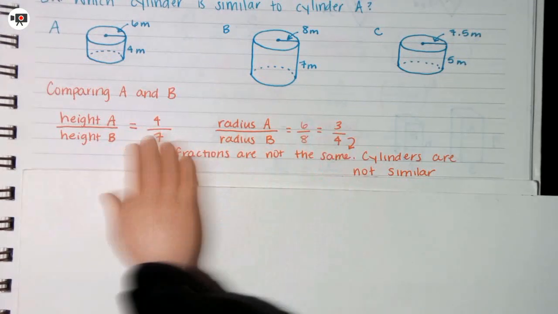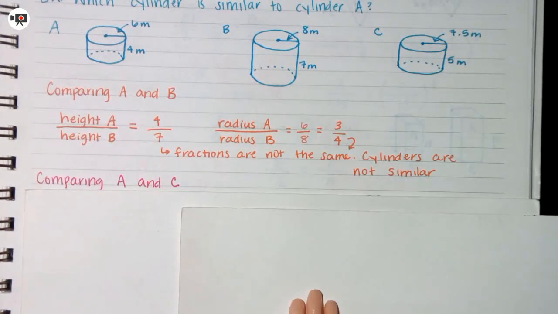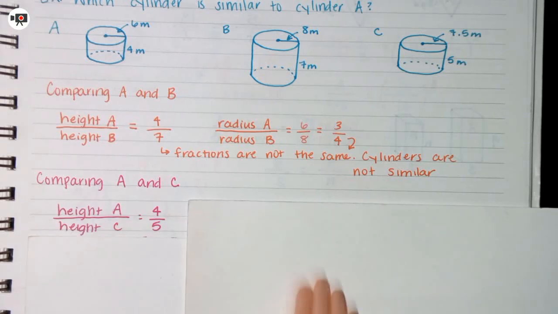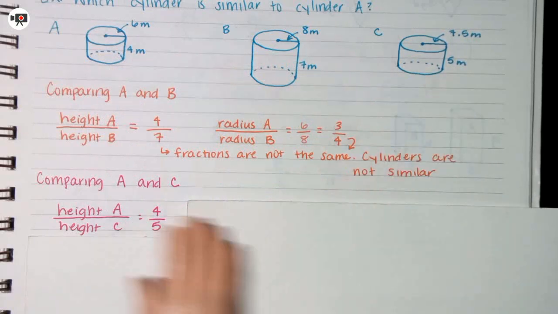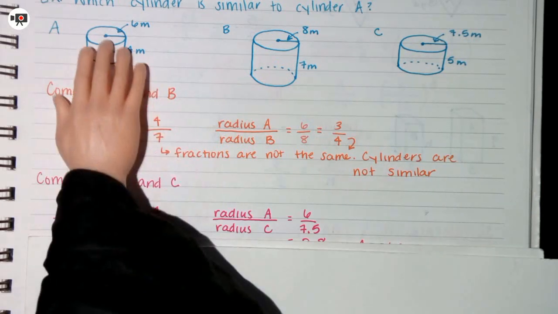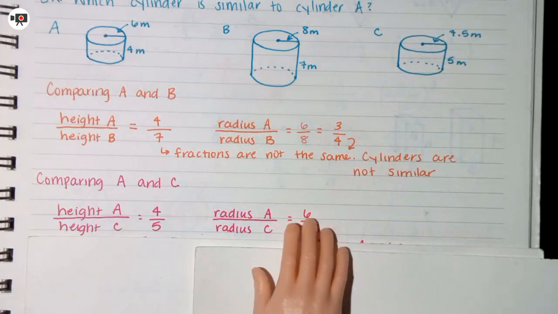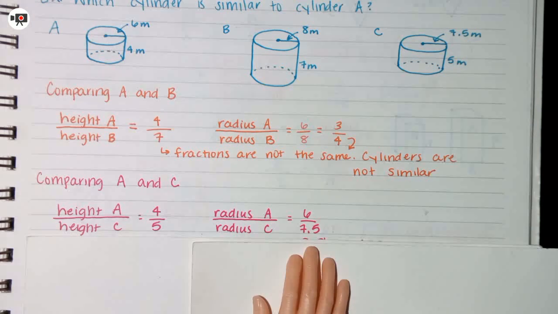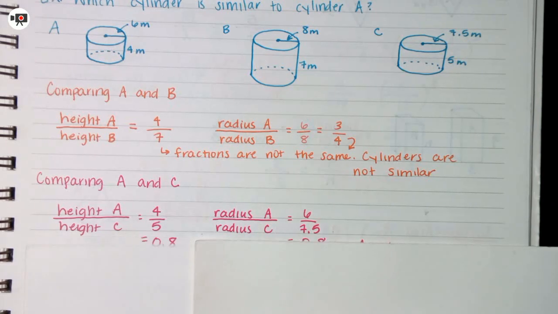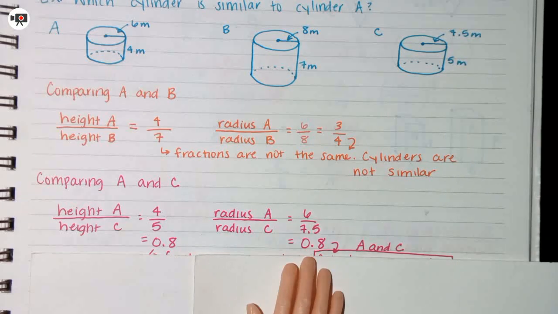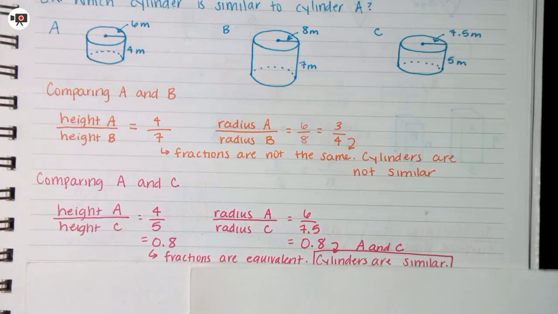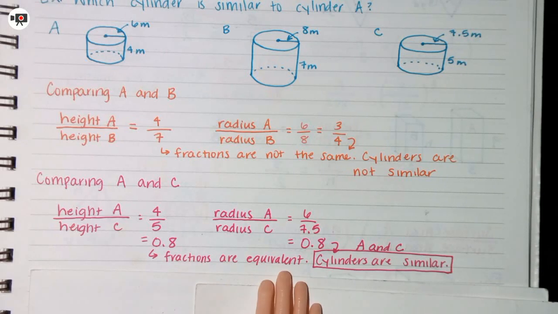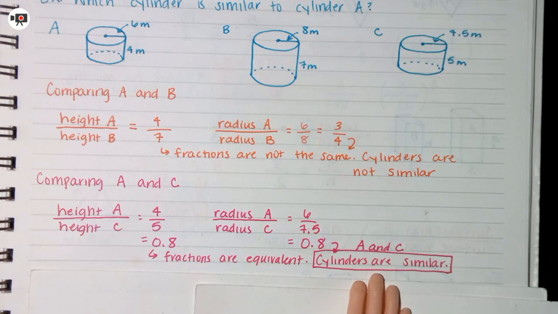We're looking to see if these two fractions are going to be the same. Now we're going to compare A and C. Are these ones similar? The height of A over the height of C is 4 over 5, and the radius of A over the radius of C is 6 over 7.5. These also are not the same fractions, but if I look at their decimals, 4/5 is 0.8, and 6 over 7.5 is also 0.8. So these are the same, the fractions are equivalent, so the cylinders are similar.